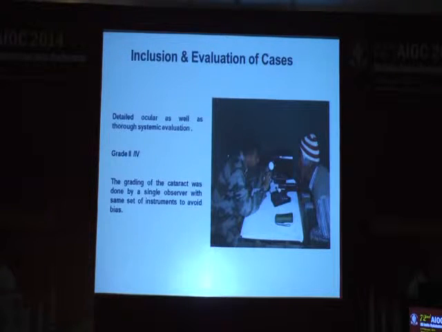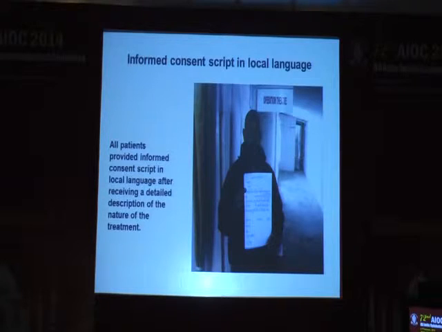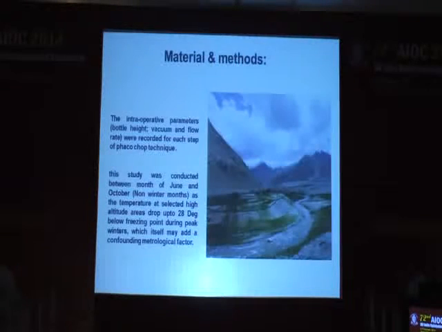Inclusion criteria were grade 2 to 4 cataracts, and assessments in the study were done by a single surgeon. A local informed consent was prepared in the local language. Intraoperative parameters like bottle height, vacuum, flow rate, etc. were recorded for each step of the central phaco-chop technique. The surgery was done from June to November, the non-winter months, to avoid the extreme cold. In October, at 14,000 feet, the outside temperature was -5 to -10, and inside the OT with heating elements, we were able to manage between +5 to +10.